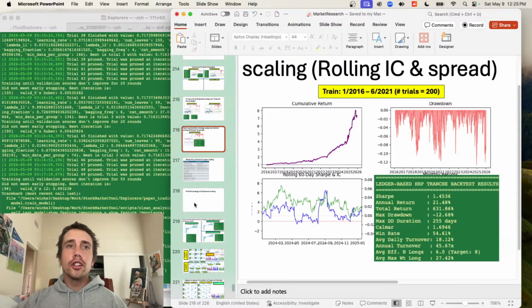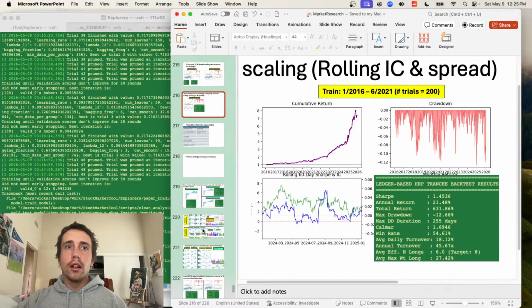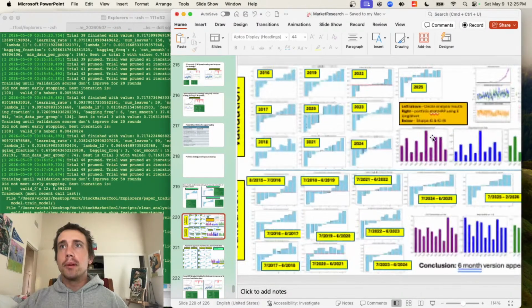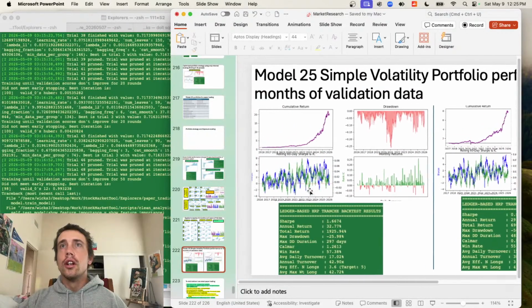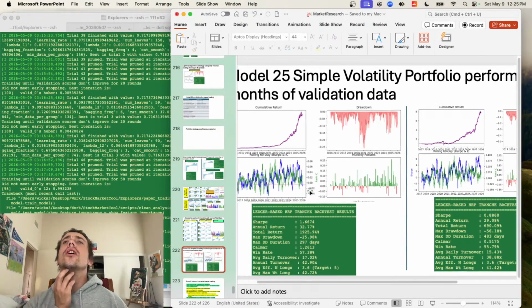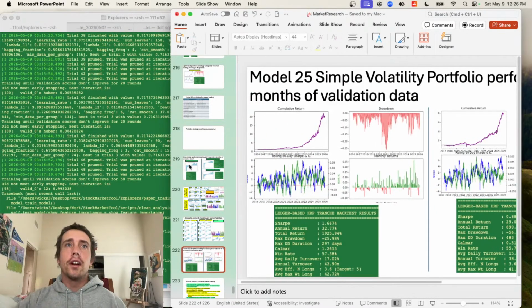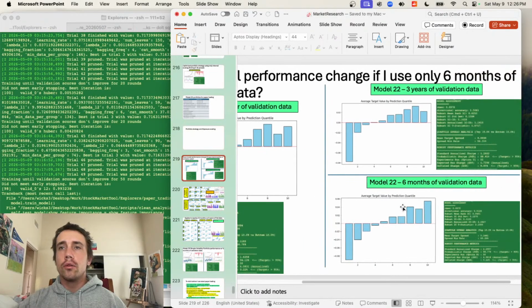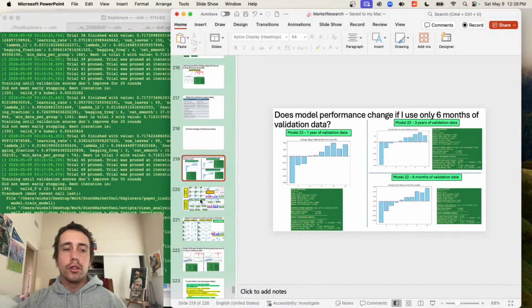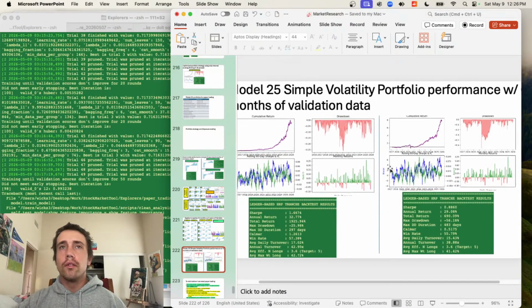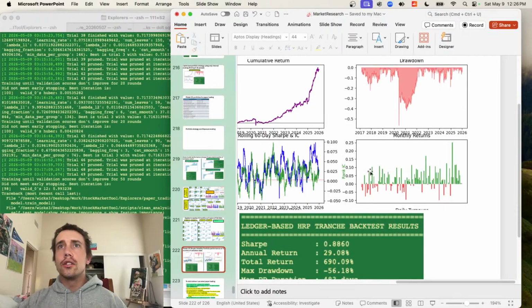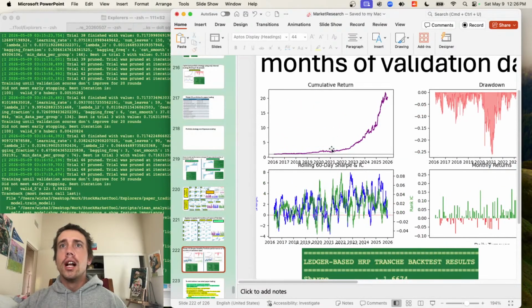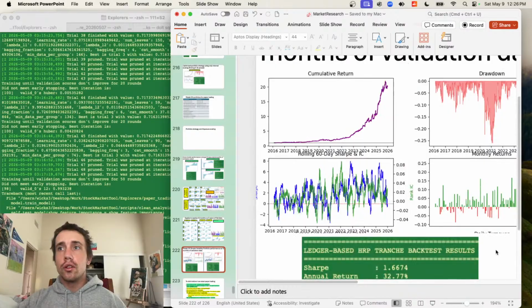But yeah, I found this good strategy. There are a lot of strategies I've found, but the best one is really just that base one where I just use volatility scaling. So model 25 simple vol with six. Oh yeah, then I found that 6 months of validation data on model 22 does better than 1 or 3 years of validation data. So I tried 6 months using the walk forward portfolio, and you can see that actually performs significantly worse during COVID. And this is with the same exact scaler applied. So I think this might be my most robust strategy.